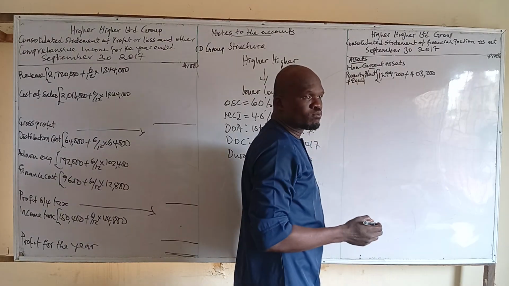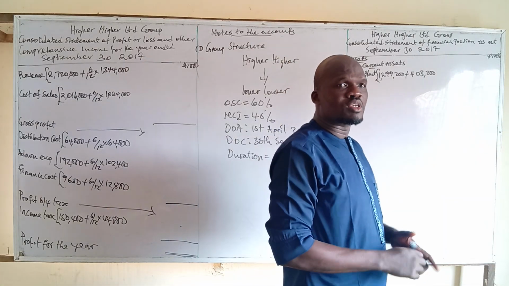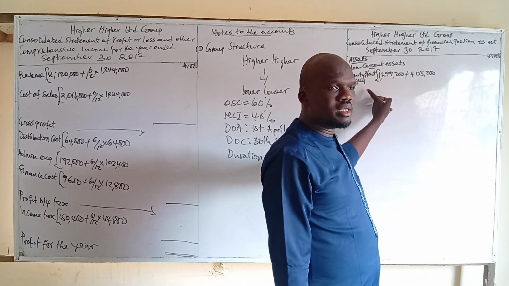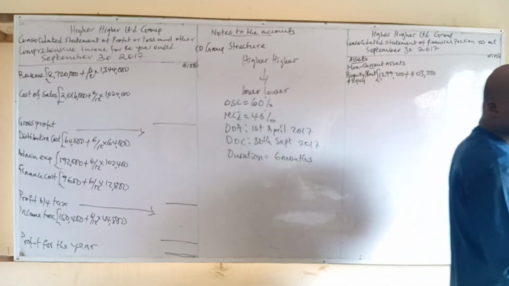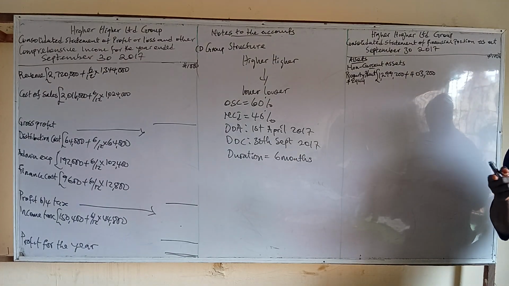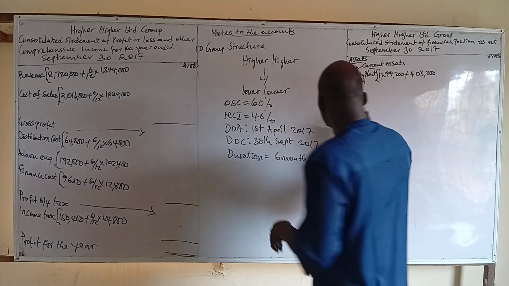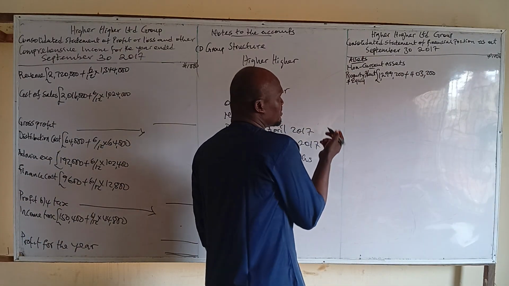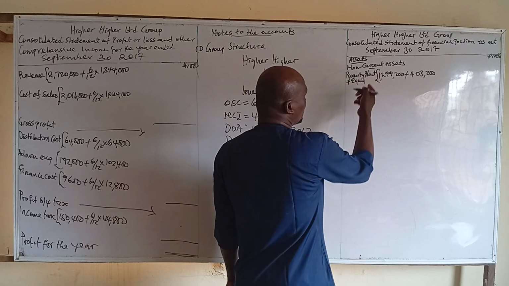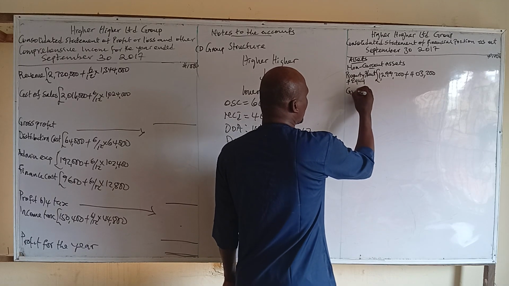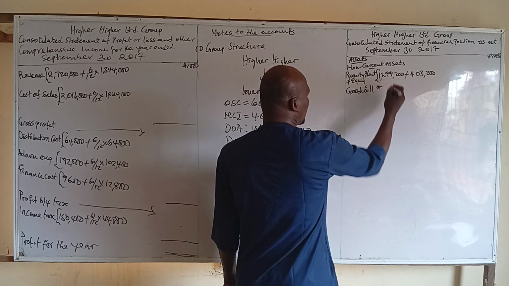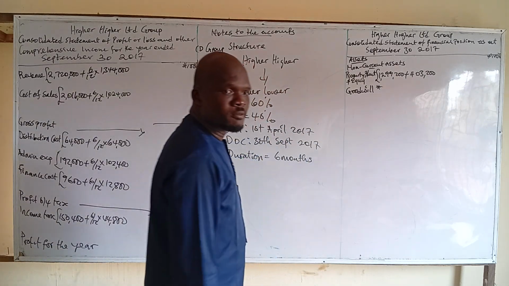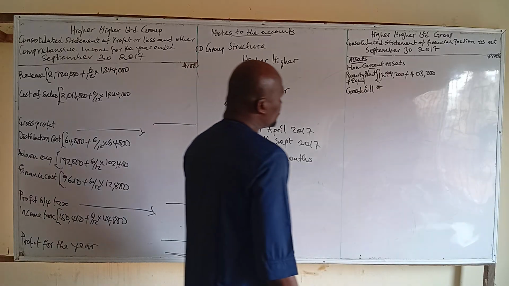What's the next line? Any cost of investment in the subsidiary? Any information about that? No information about the cost of investment in the sub. So there's something missing there. What is missing when we consolidate? Goodwill. Okay, let's have that goodwill. We are going to determine this. So we move to the next one.